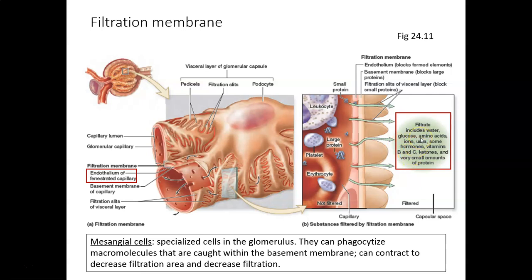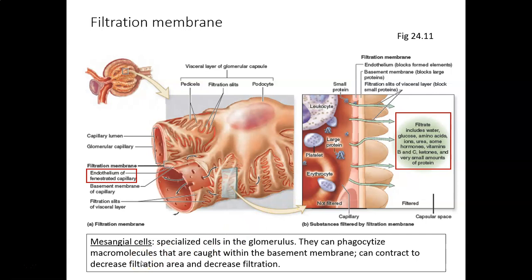So what's in the filtrate? It includes a large amount of water, glucose, amino acids, ions, urea, some hormones, vitamins, ketones, right? Those are all metabolic products, and a very small amount of protein, and it tends to be small proteins if there are any, because the bigger proteins cannot get out of the filtration membrane.